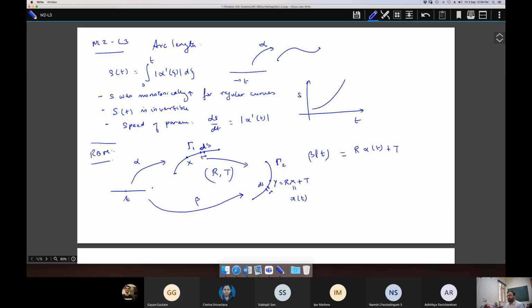Okay, so the other question then is, what is the speed of parameterization of the rotated curve? Of gamma 1, we know the speed ds is mod alpha prime. What is the speed of the rotated curve gamma 2?